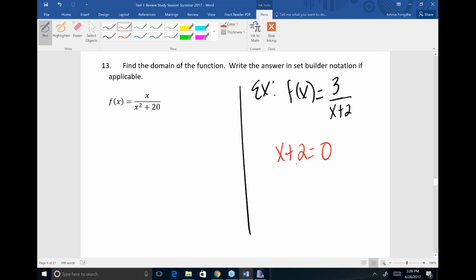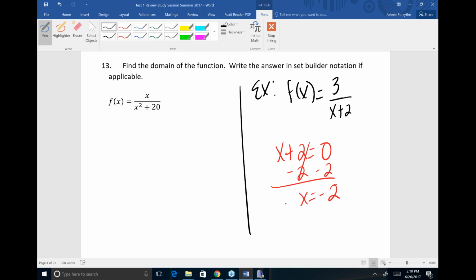Figure out how that would happen. Well, this would happen if x ever equals negative 2. If x ever equals negative 2, that would make the bottom 0. That would be bad. So I'm going to exclude negative 2. So my domain would be all of my real numbers except for negative 2.